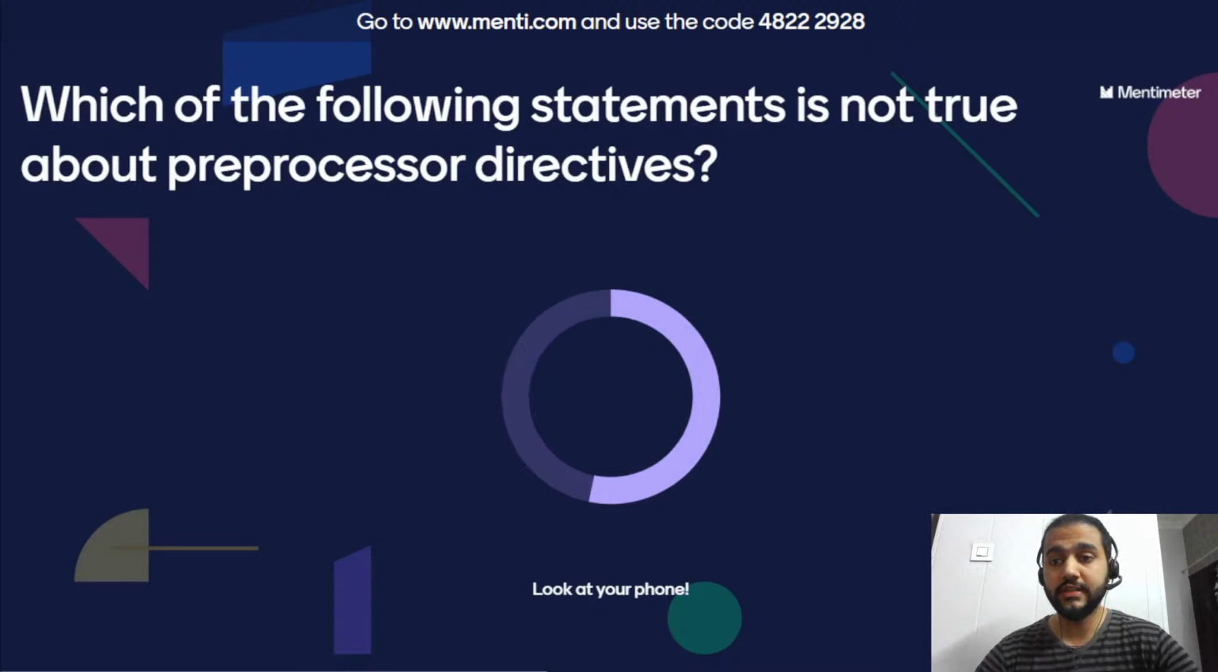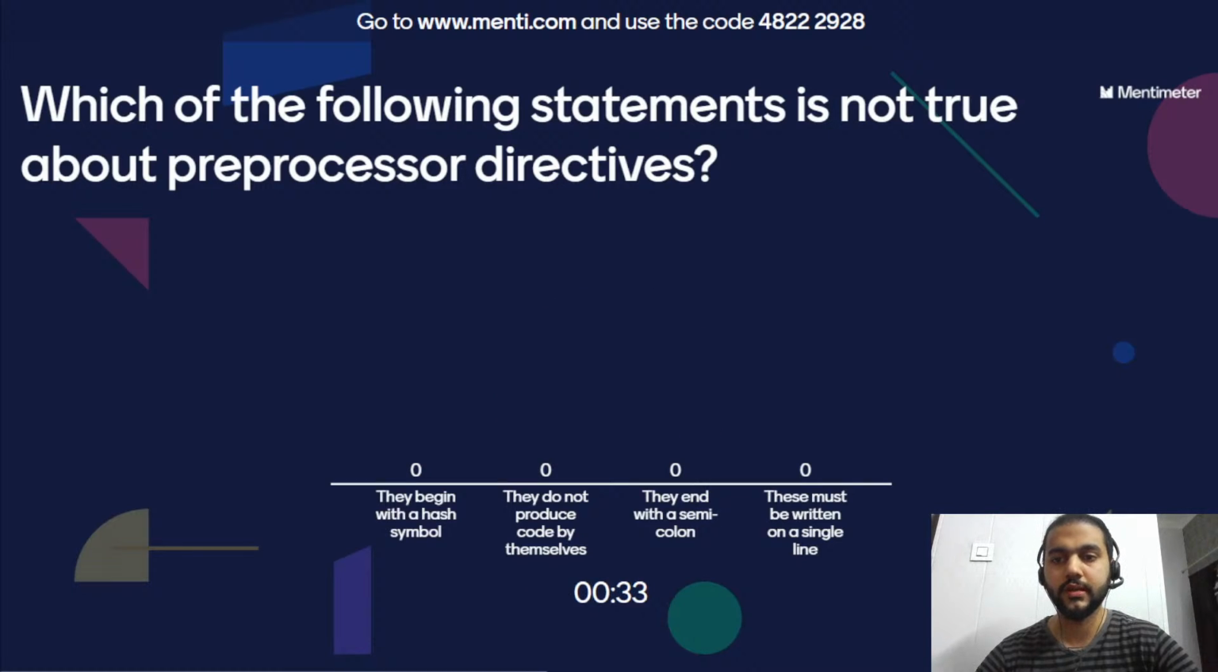Alright, which of the following statements is not true about preprocessor directives? Option A, they begin with a hash symbol. Option B, they do not produce code by themselves. C, they end with a semicolon. D, these must be written on a single line. Which of the following statements is not true? Keep in mind guys, not true. That is false about preprocessor directives. We have to select that statement.